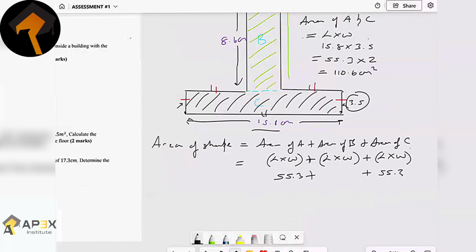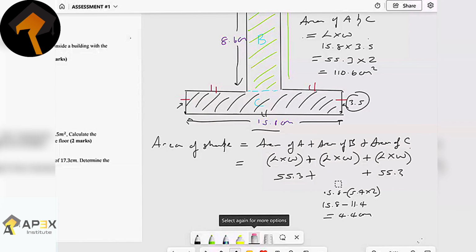Remember, you're not going to set it up like what I'm doing here, guys. This is just me teaching you. Before I can find the length times width, I need to find the actual width. So the width is going to be 15.8 minus 5.7 plus 5.7, which is basically 5.7 times 2. So 15.8 minus 5.7 times 2, that's going to be 11.4. And if we subtract that, we end up with 4.4. So this length right in here is 4.4.